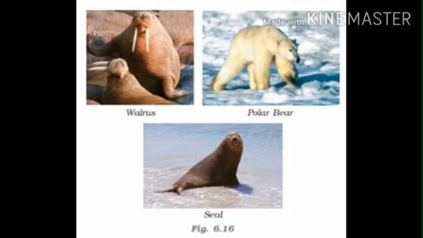Okay children, what are the main characteristics of tundra vegetation? These are found in the areas having extreme cold. Then these areas remain snow covered almost throughout the year. What is the first main characteristic?